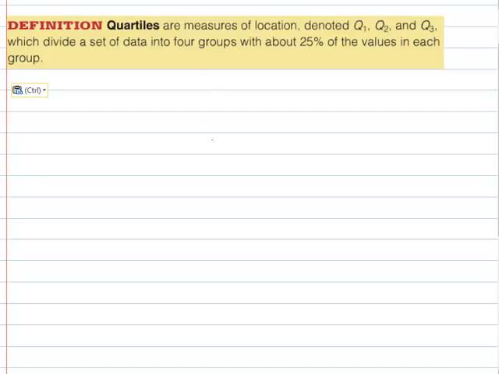Let's talk about quartiles. Now, a quartile is a measure of location in a list: Q1, Q2, and Q3. So we have three quartiles. Q1 is the first quartile, and it is equal to P25, the 25th percentile.